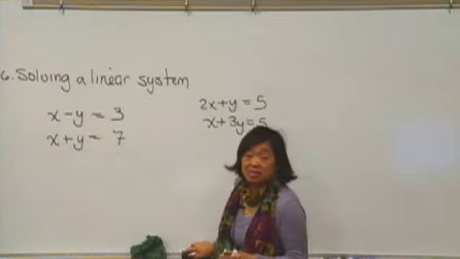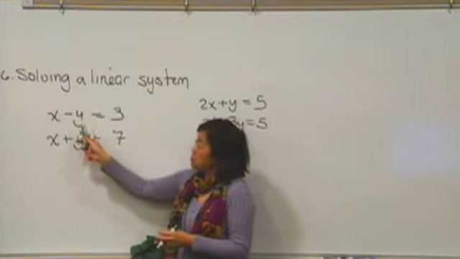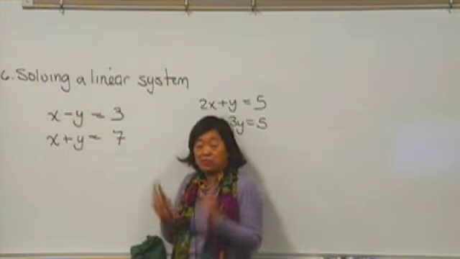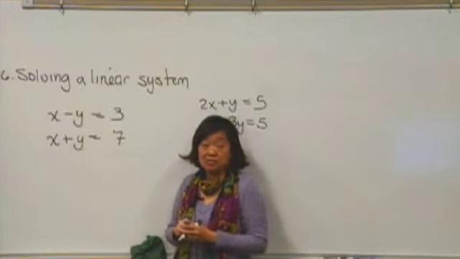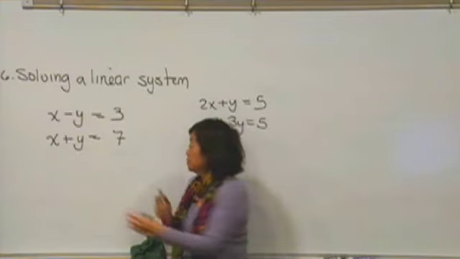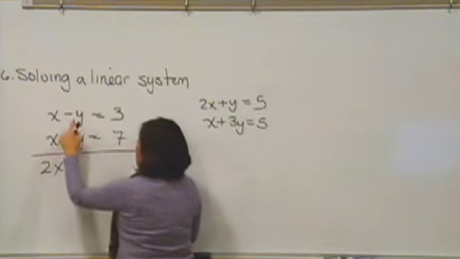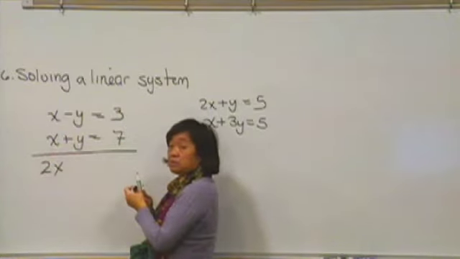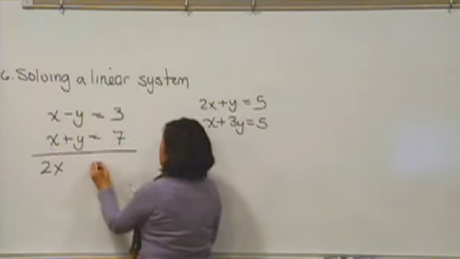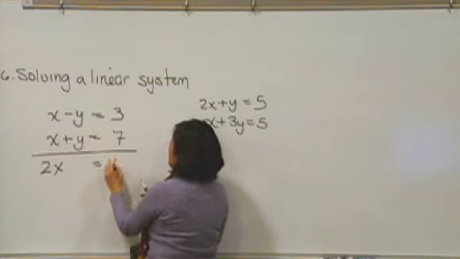All right, so let's take a look at this first one. On this first one, we notice that the y's are lined up perfectly. When we add these equations together, the y's are going to be canceled. So let's check that out. x plus x is 2x, but negative y and y is 0, so the y has been eliminated. And here we have 3 plus 7, 10.